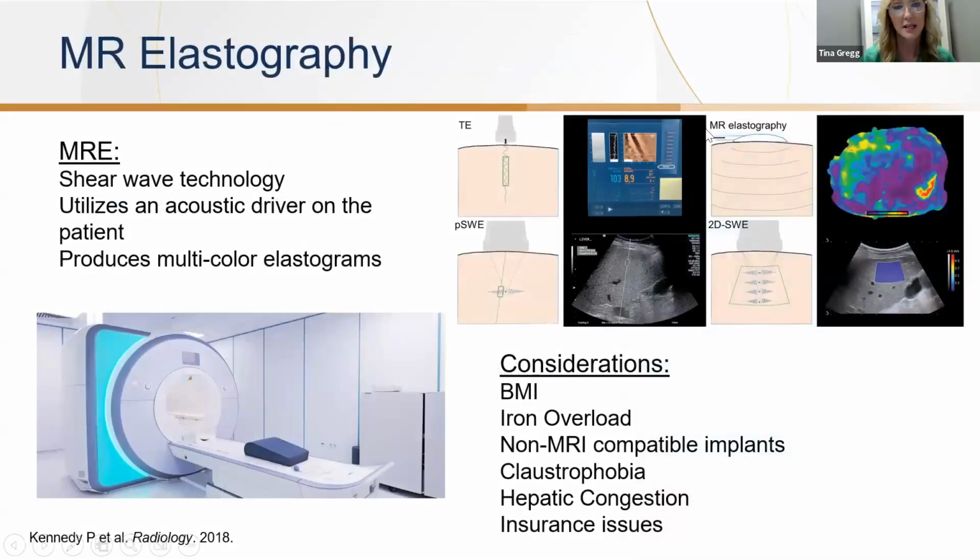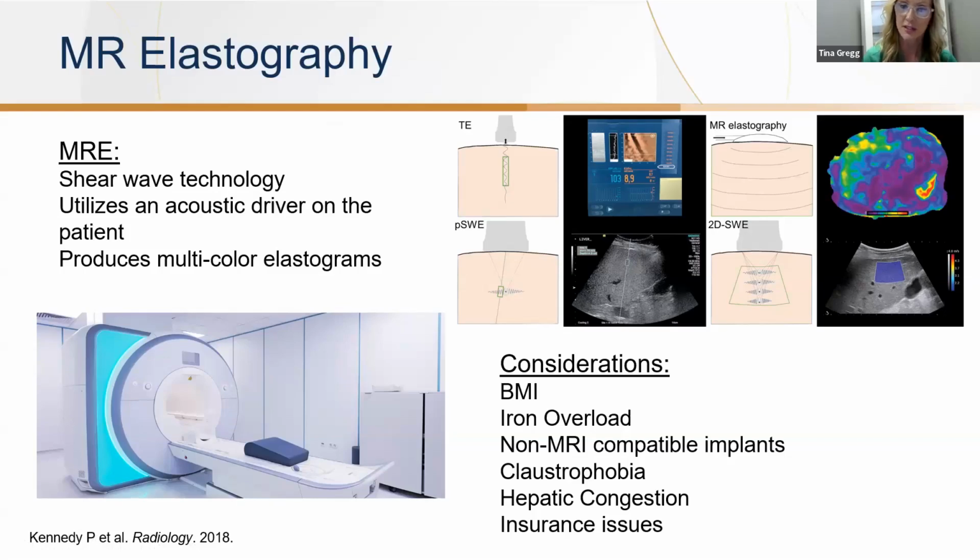The next test, and the most reliable, most precise of your non-invasive measures, is the MR elastography. This also uses shear wave technology. It utilizes an acoustic driver on the patient. Basically, a large pad is placed over the liver, and it produces these really pretty colorful elastograms, which we see over here on the right.